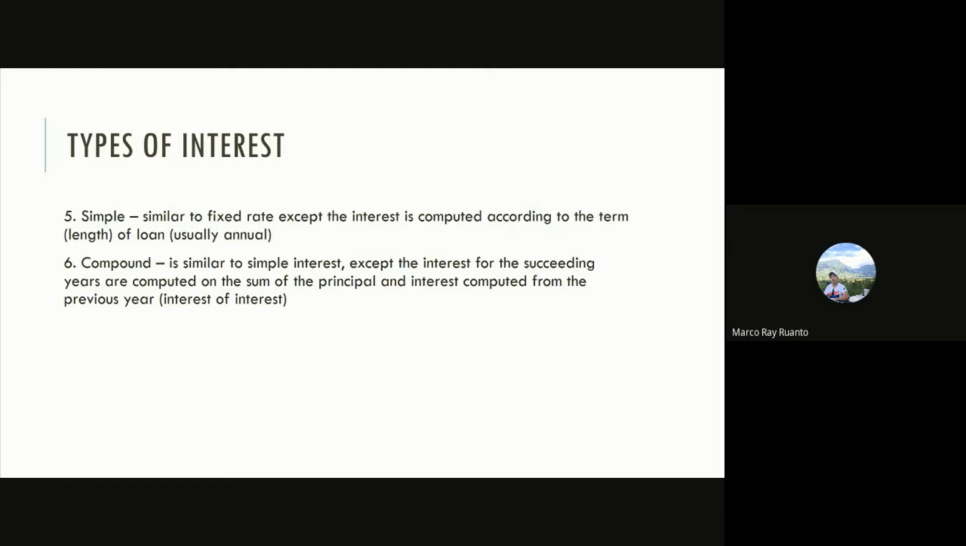So let's say you apply for a loan. So they will usually, if ang mode sa loan is in terms of simple interest, so ang imong interest is fixed, no. Ang imong interest is fixed yearly. So that is why ang iyang growth is linear.